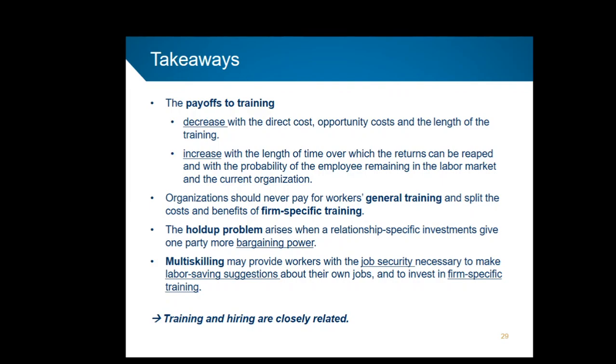We also saw that according to Becker's model, employees should pay for general training, so training that has value for different organizations, or training that has only value for the current organization. Employees and organizations should split the costs. Training can also create hold-up problems, so if we give either employees or organizations more leverage in bargaining, the pure anticipation of bargaining by the other party might refrain from these investments being made in the first place.